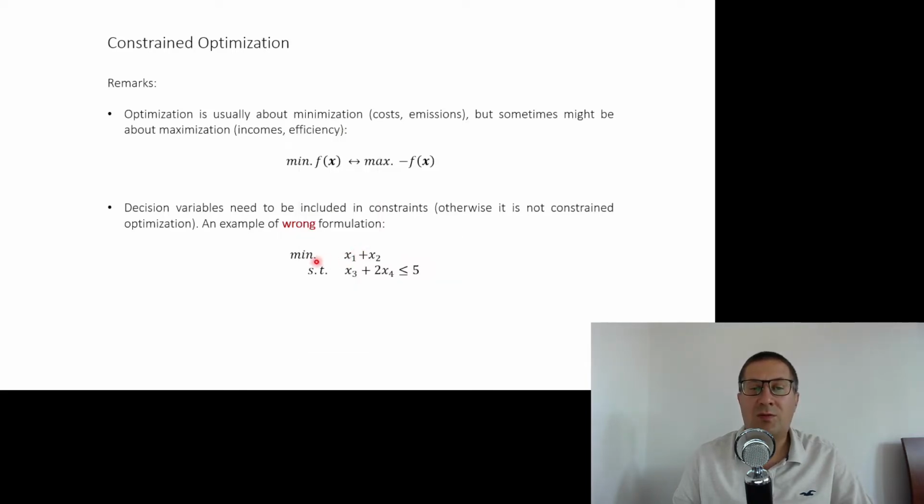Here you can see the example of the wrong formulation of the task. So we have to minimize the function x1 plus x2, but the constraints are for x3 and x4, so they have nothing to do with decision variables.